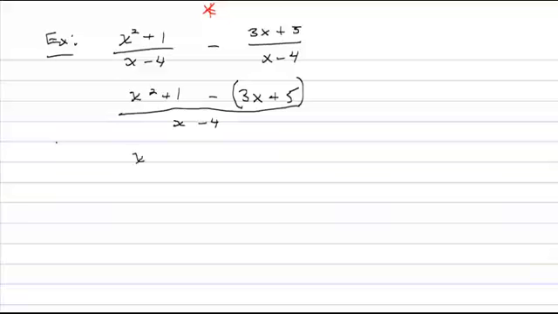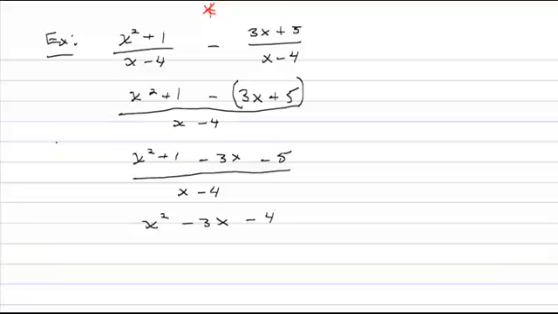And now what we have is x squared plus 1. Distribute that minus, and we get negative 3x minus 5 over x minus 4. Combine any like terms, so we have x squared minus 3x, and we can combine the positive 1 and the negative 5, and that's negative 4 over x minus 4. Now we're not done, we haven't simplified, but I want to show you another way to do this.